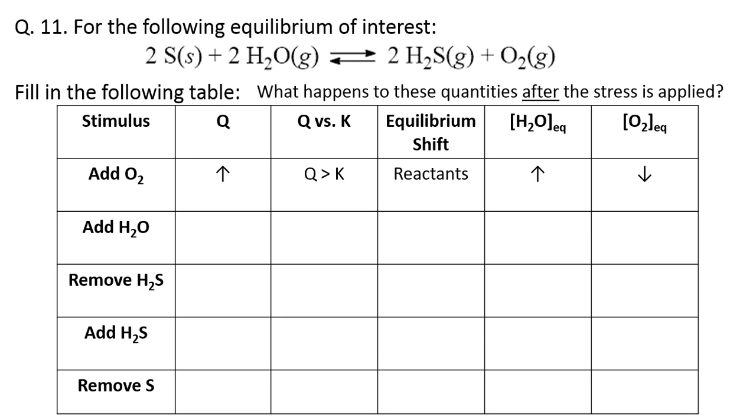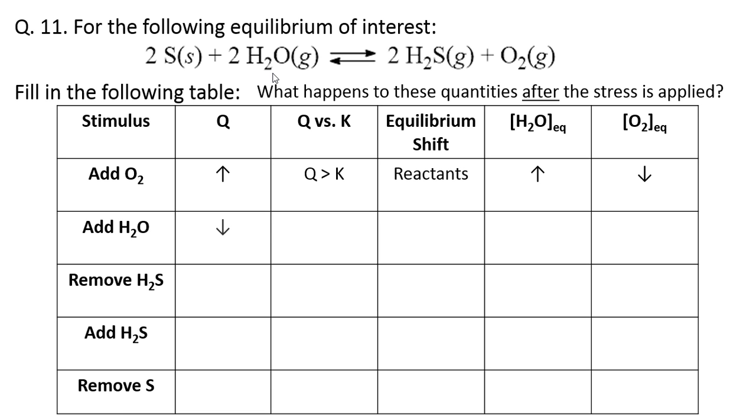In the first row, we see that when we add O2, we are adding a product. This will increase the value of Q. Therefore, Q will now be greater than K, and the equilibrium will want to shift towards the reactant side in order to reestablish equilibrium. This will cause the concentration of H2O at equilibrium to increase, and that of O2 at equilibrium to decrease.